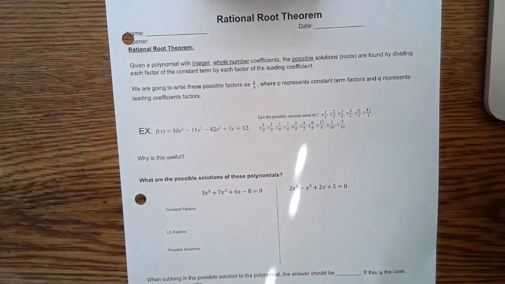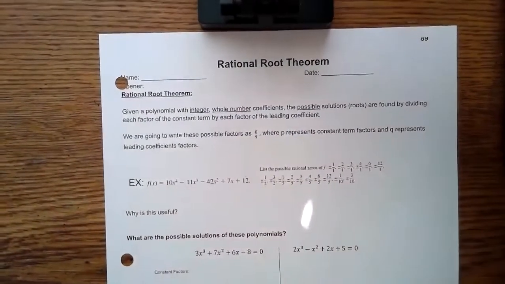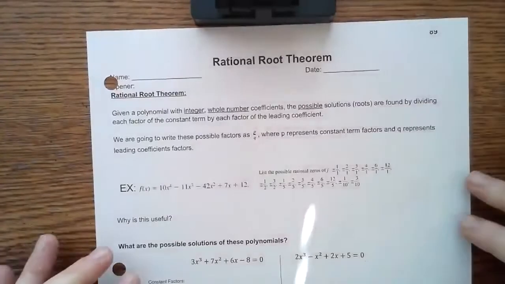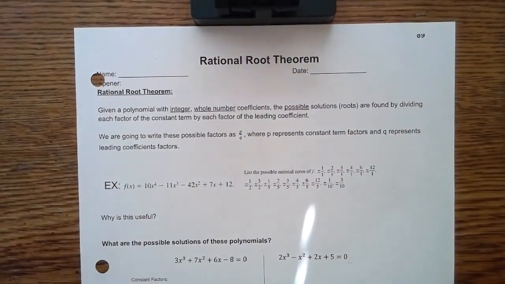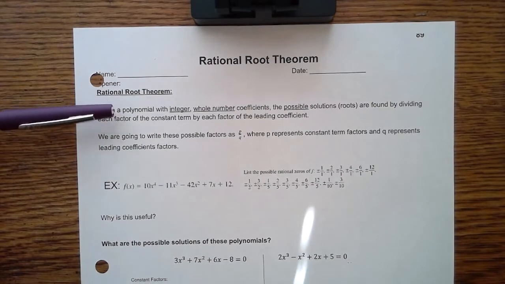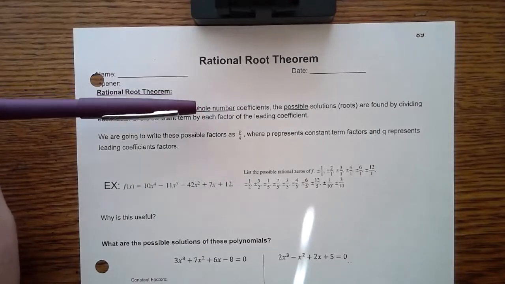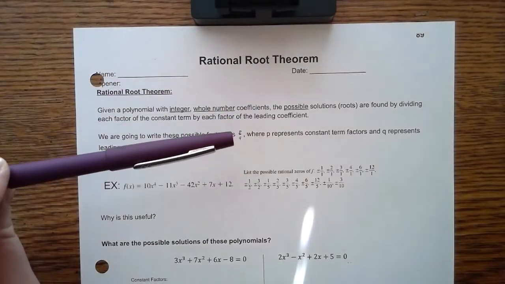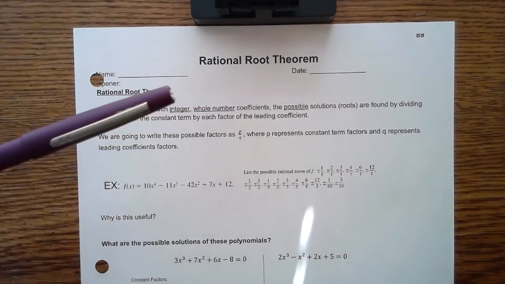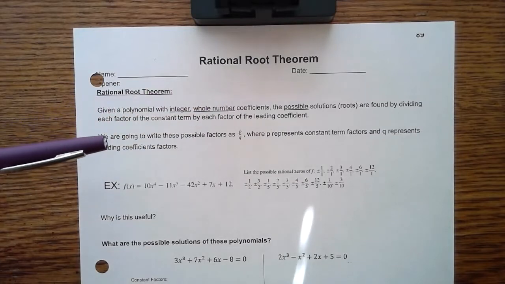Okay, so I'm sure all your teachers have been talking about that Unit 6 is kind of where things start to get real with the math, and this lesson is no excuse. So we're learning about a new theorem today, the rational root theorem. So let's take a moment to read this. The rational root theorem: given a polynomial with integer whole number coefficients, the possible solutions, roots, are found by dividing each factor of the constant term by each factor of the leading coefficient.